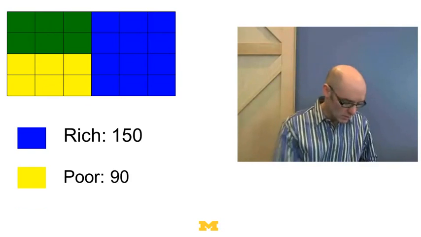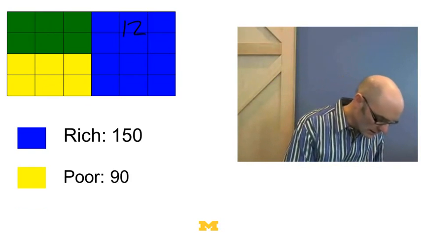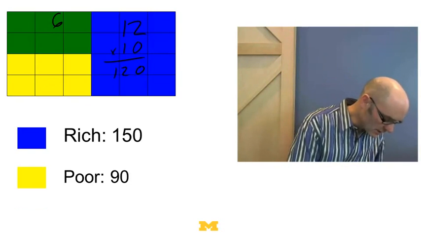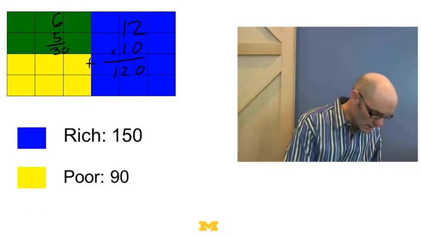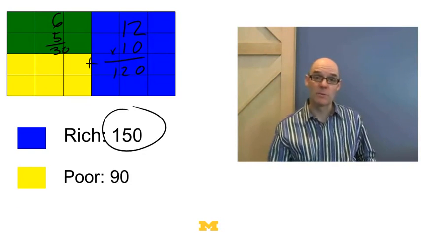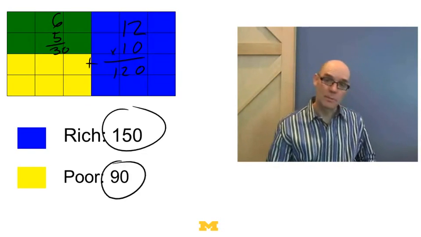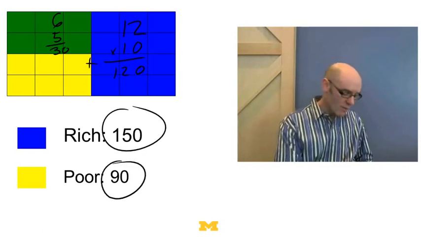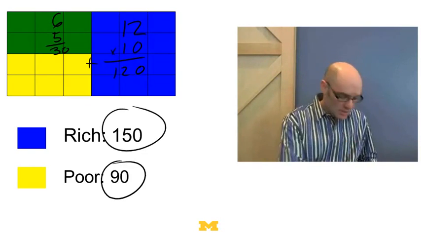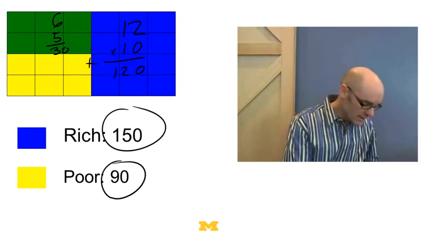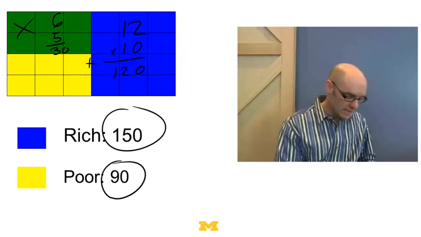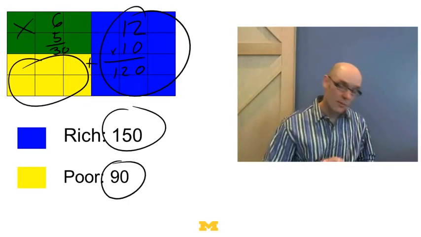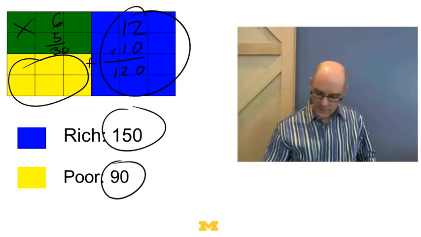So what does that give me total? Well, I've got 12 blocks here, and I've got 10 people per block. So that's 120 rich people here. And I've got 6 blocks here, but there's only 5 rich people per block and 5 poor, so that's 30. So 120 plus 30 equals 150. So I've got 150 rich people, and then I've got 90 poor people. So 240 people total, 150 rich, 90 poor. And I want some way of representing how segregated these city blocks are. Now the interesting thing is these districts here, these green ones, are less segregated than these blue ones and these yellow ones. So I want some measure that will capture that fact.